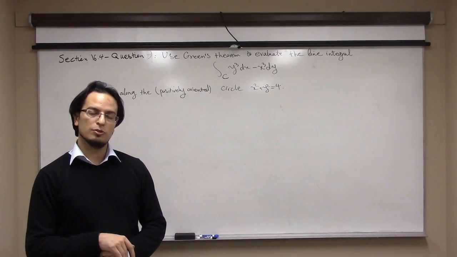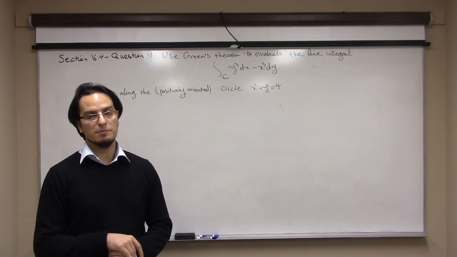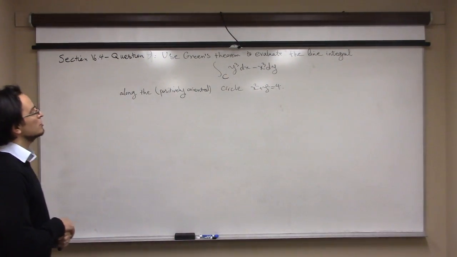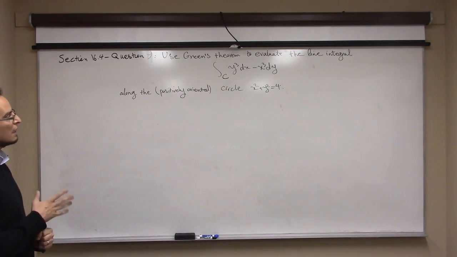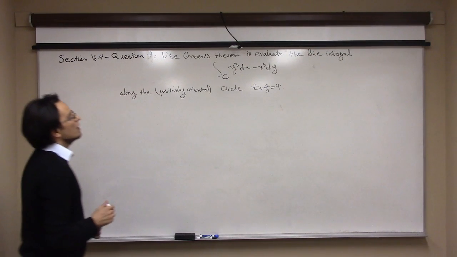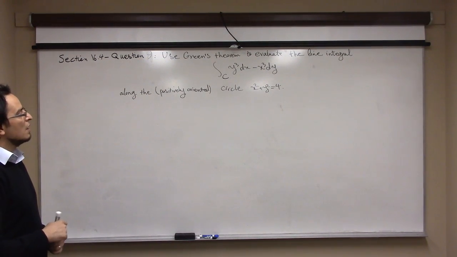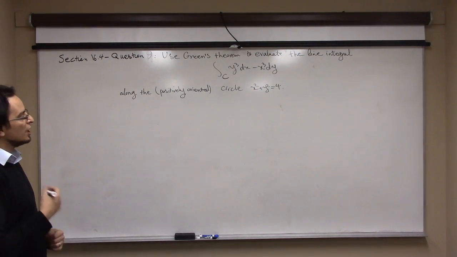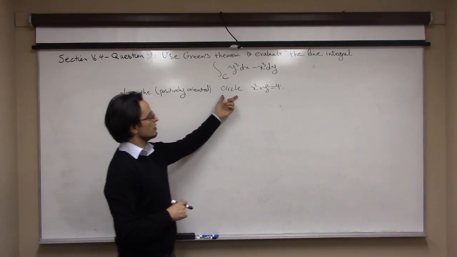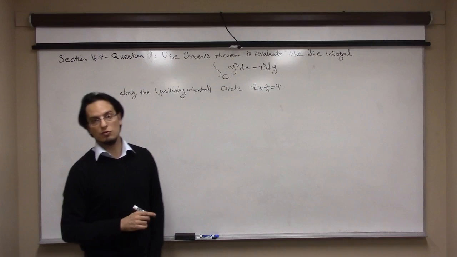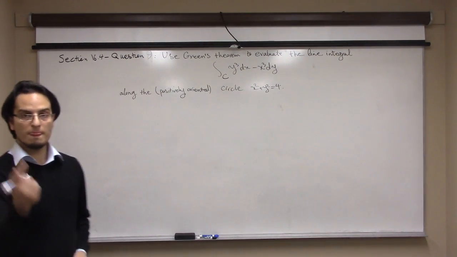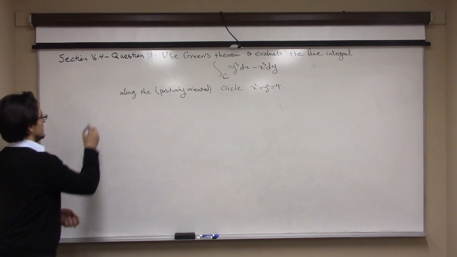In this video I'm going to do question 9 from section 16.4, which asks to evaluate this line integral using Green's theorem, where the curve is the positively oriented circle x squared plus y squared. To do this question, let me first recall what Green's theorem is.